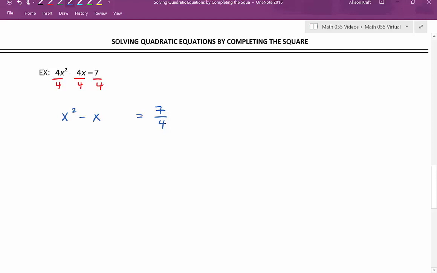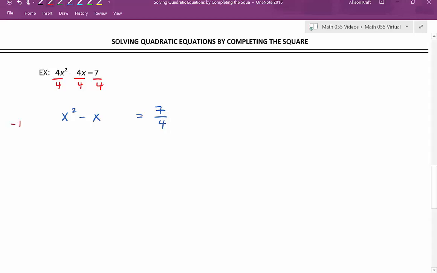To create our perfect square trinomial, we want to add b divided by 2 squared to both sides. When you're looking for your b value, you're now looking at this equation. Once we've divided through by 4, we don't ever go back to the original equation. So our b value is going to be -1.